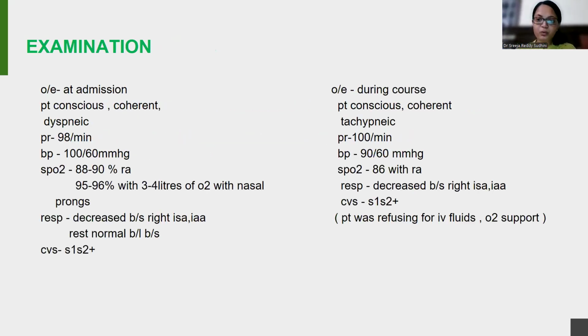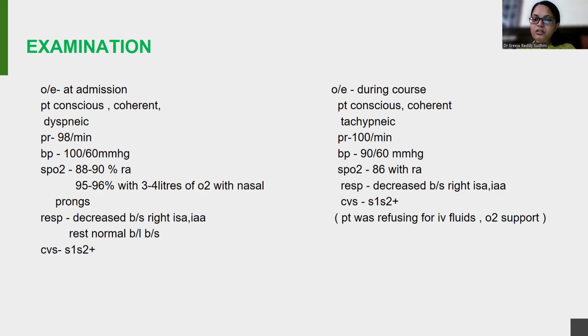Examination wise, let's look at the vitals during admission and what happened to them during the course of this admission. During admission, the patient was conscious, quiet, and dyspneic. His pulse rate was around 98 per minute, and his BP was 100 by 60. His saturations were a little low, 88 to 90% on room air, but he was maintaining with 3 to 4 liters by nasal prongs. On respiratory examination, there were decreased breath sounds in the right infrascapular and infra-axillary areas. CVS: S1, S2 was heard. So we can conclude that there was again a pleural effusion causing the distress and the decrease in saturations.